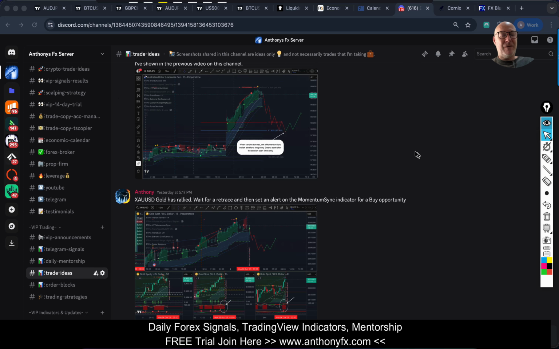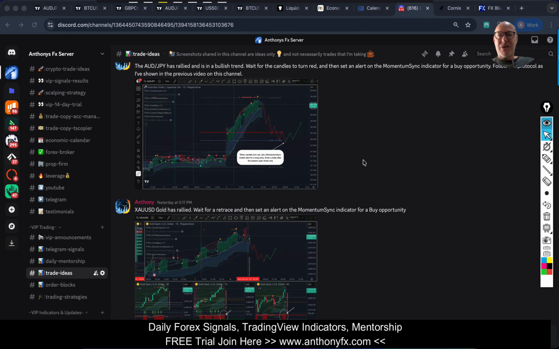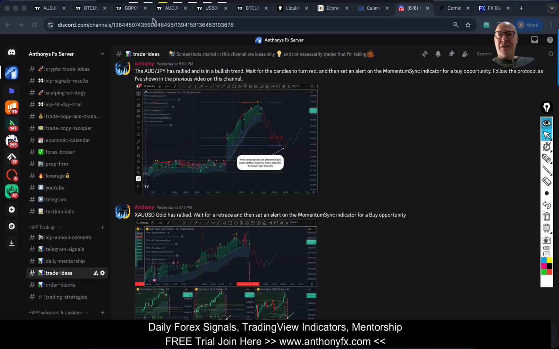We've been having a very, very good result with this. Okay, really easy instructions. Look, the Aussie yen has rallied, bullish trend right. Wait for the candles to turn red and then set an alert on the momentum sync indicator for a buy opportunity. That's it. Follow the protocol as I've shown in a previous video in this channel.